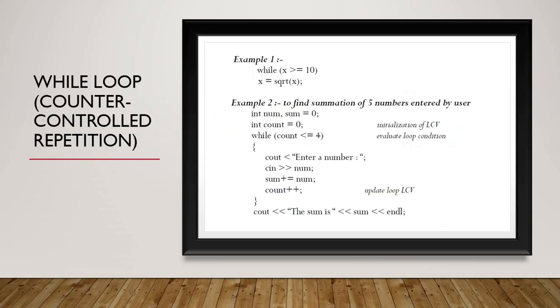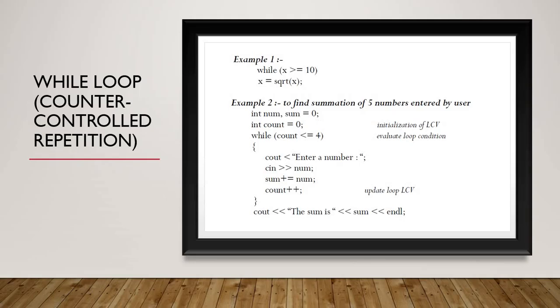Okay, now let's look at another example. For while loops, we have counter control repetition, and another one is while loop sentinel control repetition. For counter control repetition, we already know how many times we want to repeat.